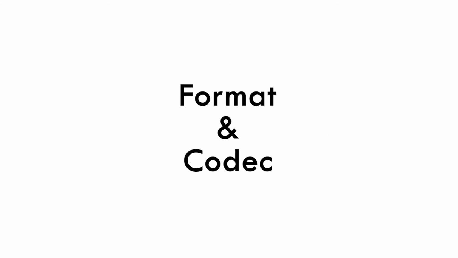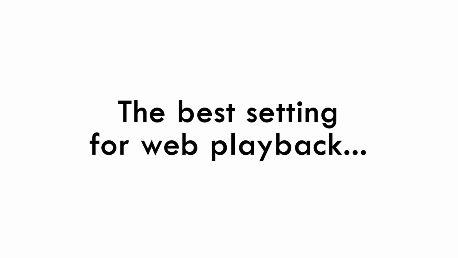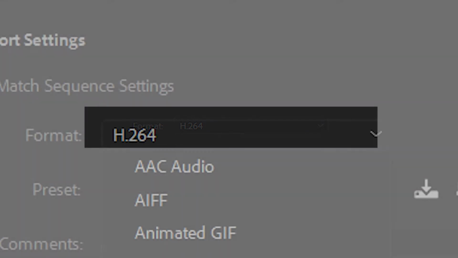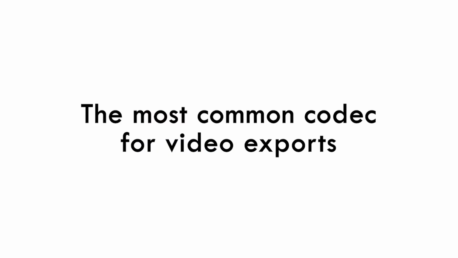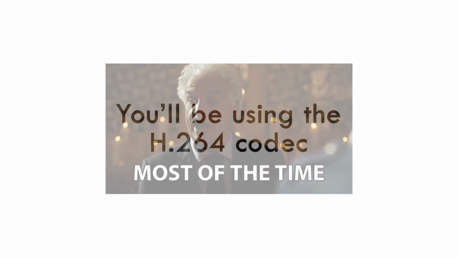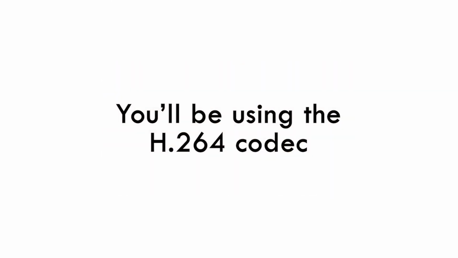Format and codec. The best setting for web playback is the H.264 codec. So, we'll select our format as H.264. That is also the most common codec for video exports through Premiere Pro. For 80 to 90% of your exports, you will be using the H.264 codec.